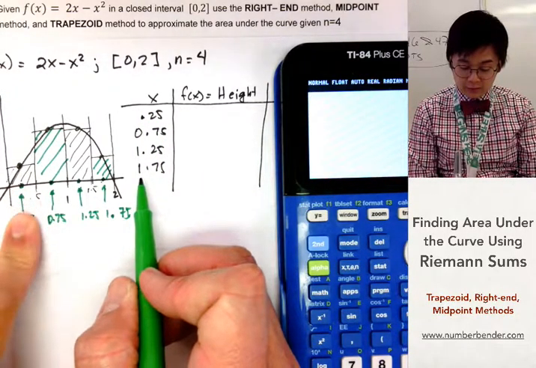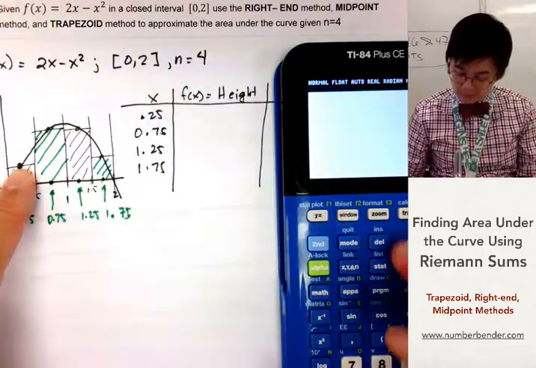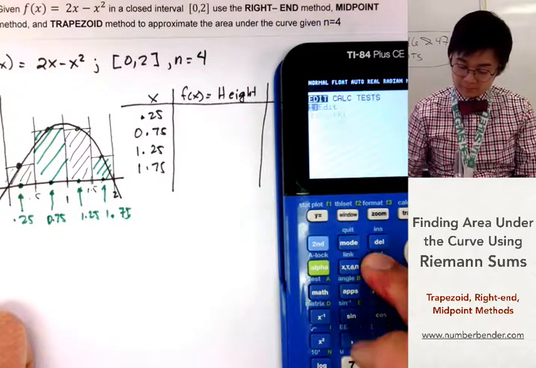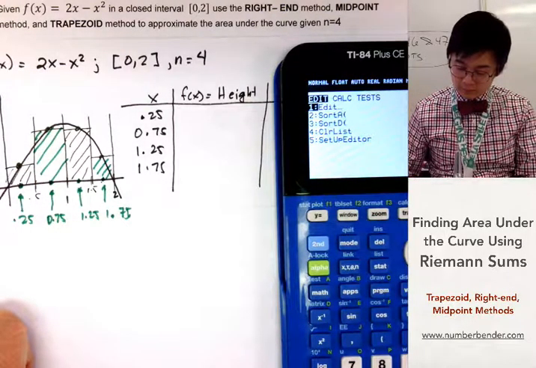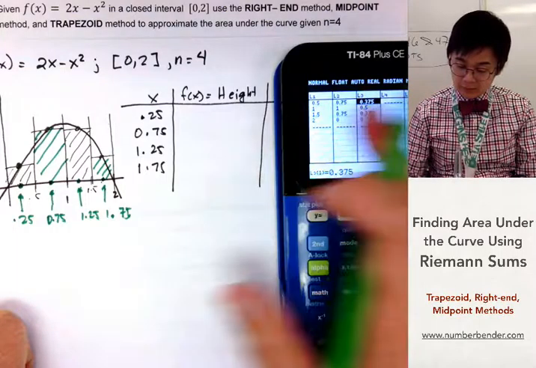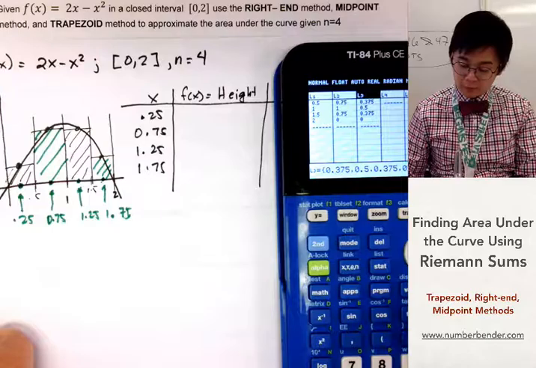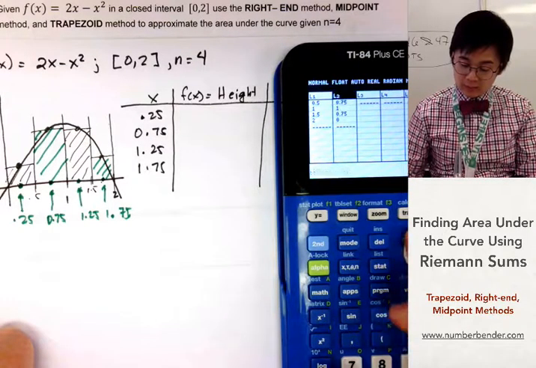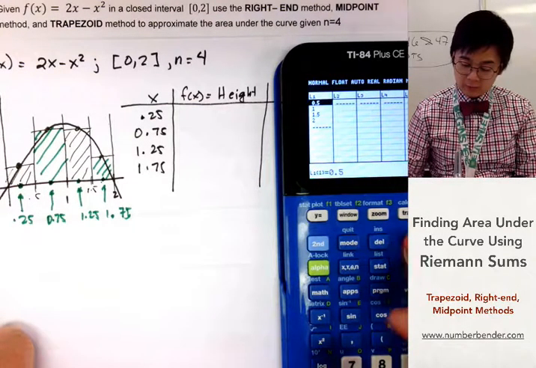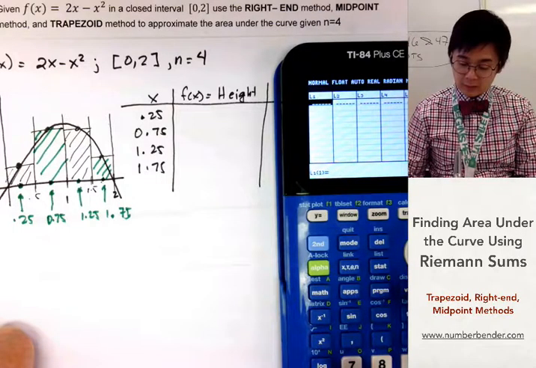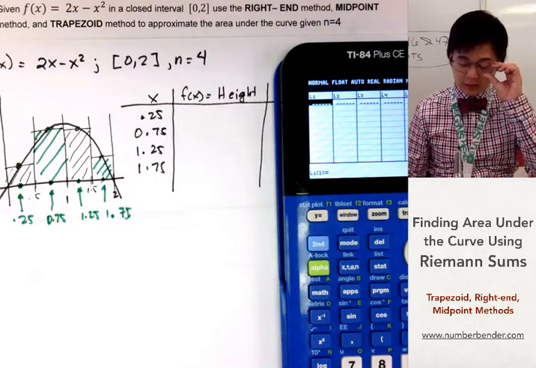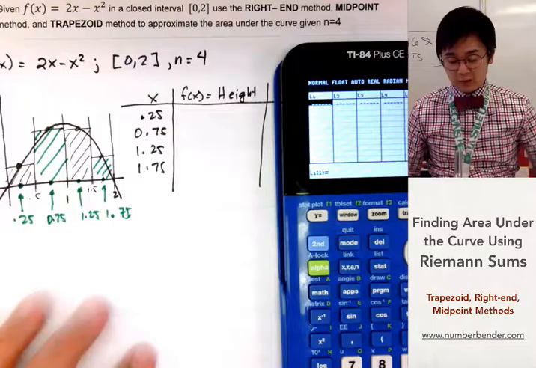Height ng first rectangle natin would be, go to Stat, go to Edit. Since meron tayong mga value dyan, burahin natin siya isa-isa by going to the top, push clear, down, top, clear, down, top, clear, down. Don't push delete kasi mag-delete yung buong list nyo sa TI-84.